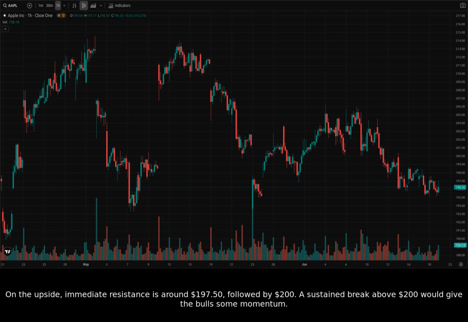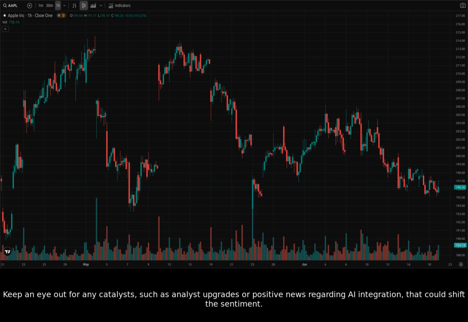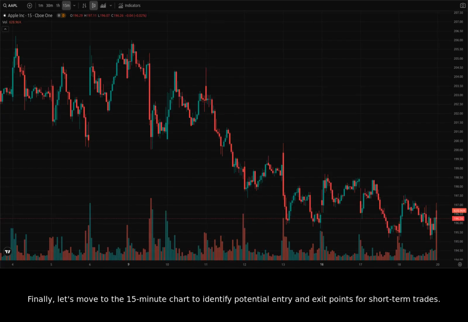On the upside, immediate resistance is around $197.50, followed by $200. A sustained break above $200 would give the bulls some momentum. Keep an eye out for any catalysts, such as analyst upgrades or positive news regarding AI integration, that could shift the sentiment. Finally, let's move to the 15-minute chart to identify potential entry and exit points for short-term trades.